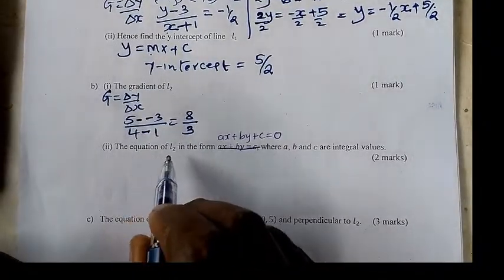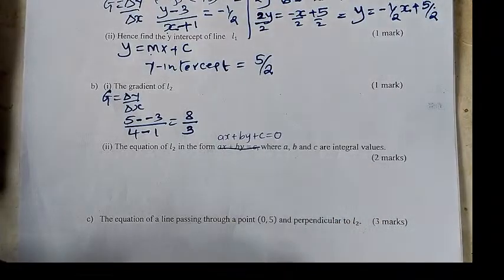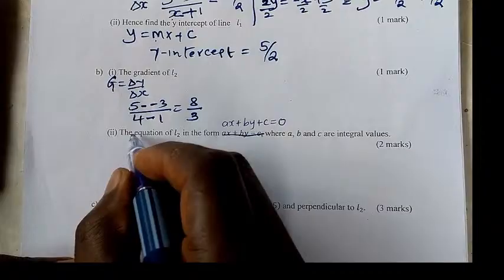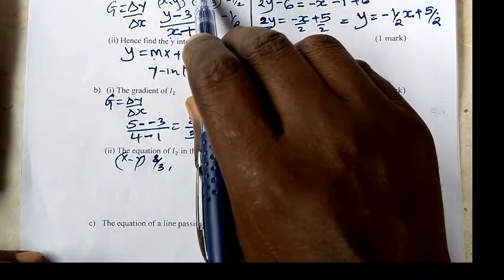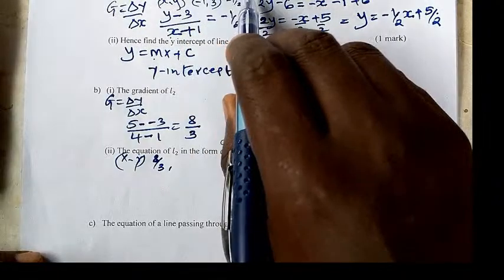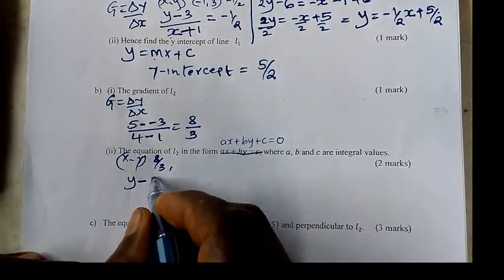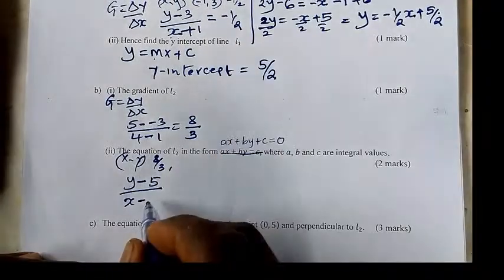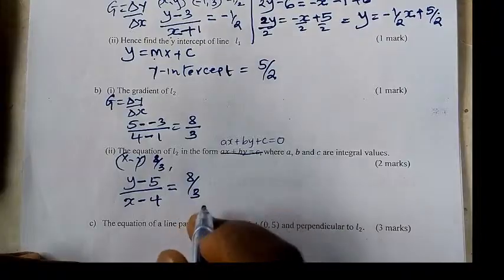The equation of L2 in the form of this. So we want to find the gradient, the equation. So we take the general equation, the general point, that take one of the points, either this or this, it depends umechukua gani. So let us take this one, the second. So we are going to say y minus 5 divided by x minus 4 equal to 8/3, which is the gradient.